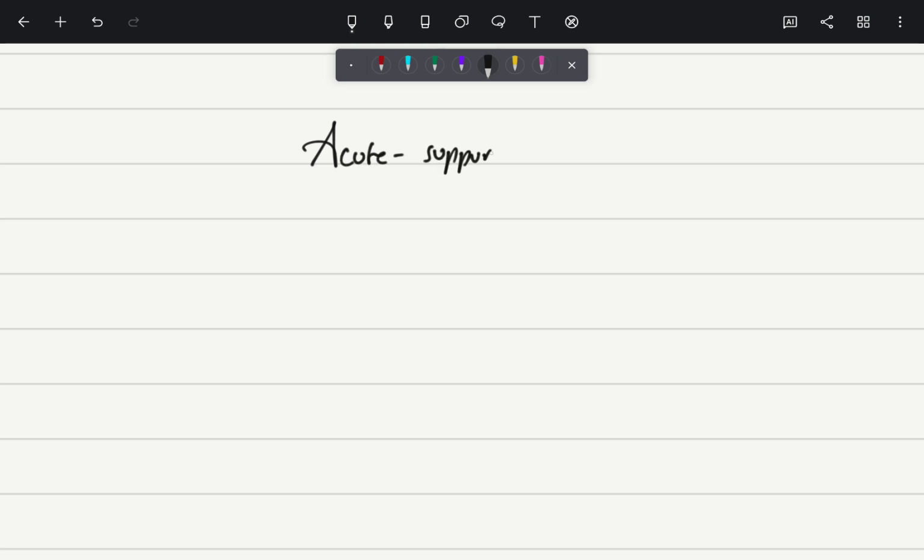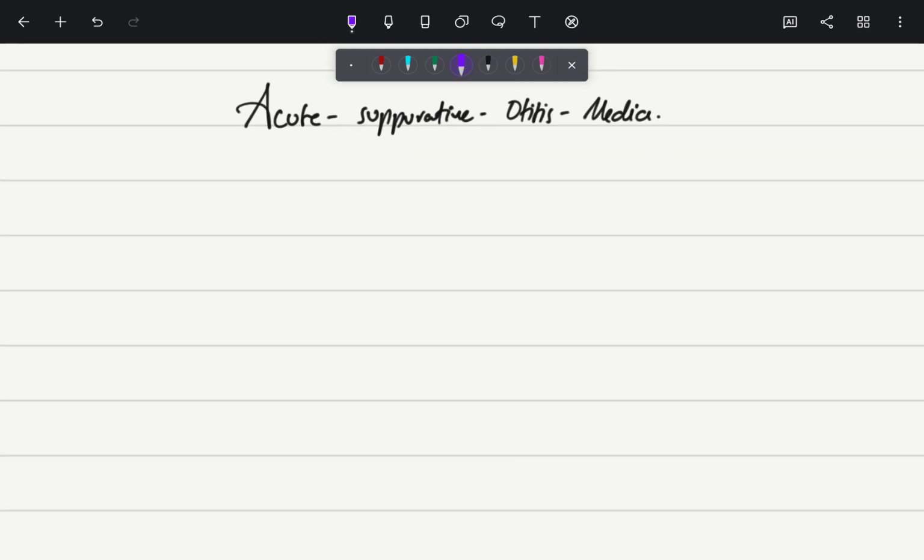So today we are going to talk about acute suppurative otitis media. As the name suggests, whenever you hear the term otitis, it is inflammation, and media means middle ear cavity. So inflammation of the middle ear cavity is known as otitis media.